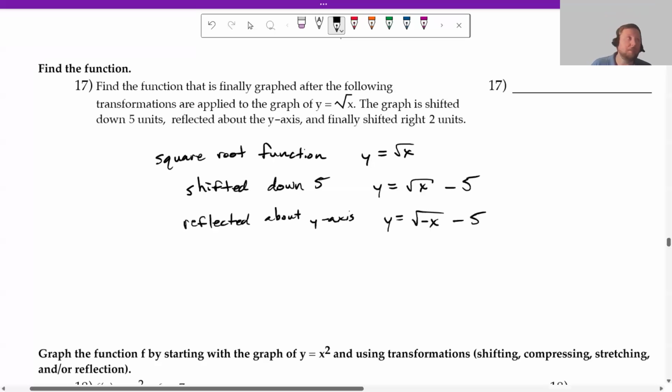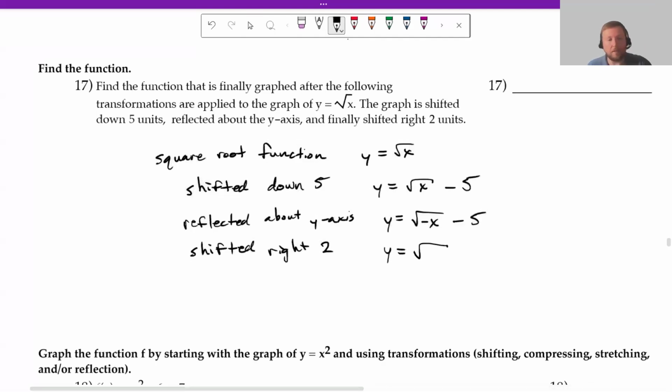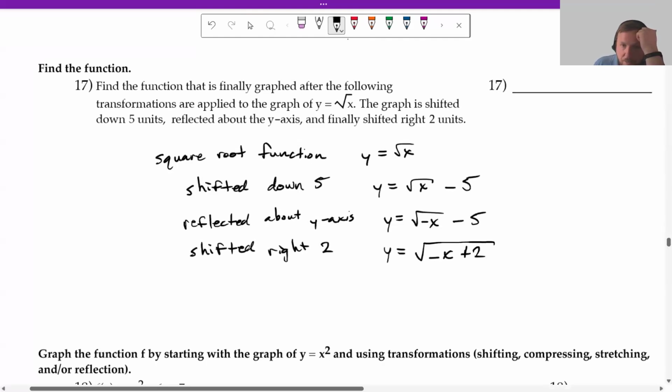And then finally shift it to the right by 2 units. So as it is, I want to shift it to the right by 2 units. Inside of the square root, I keep my -x, and this one's a little bit weird. To shift it to the right as it is, I'm actually going to add 2. I know it's weird.